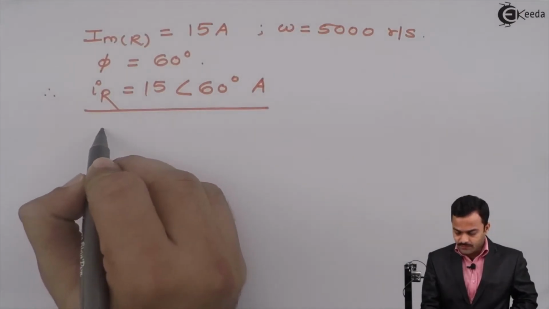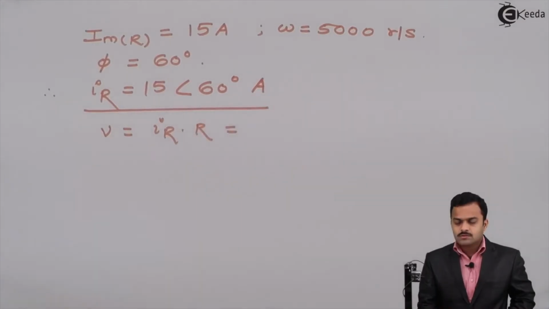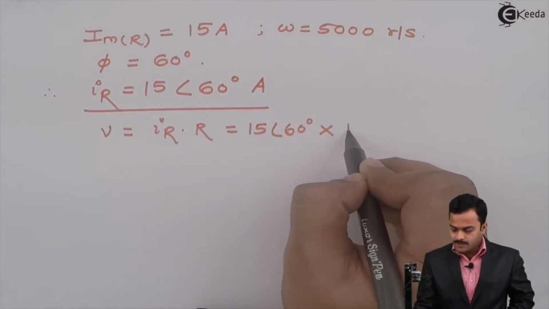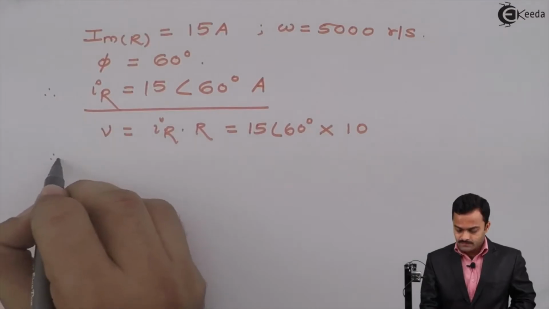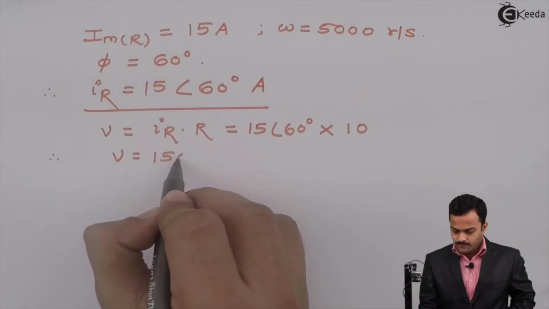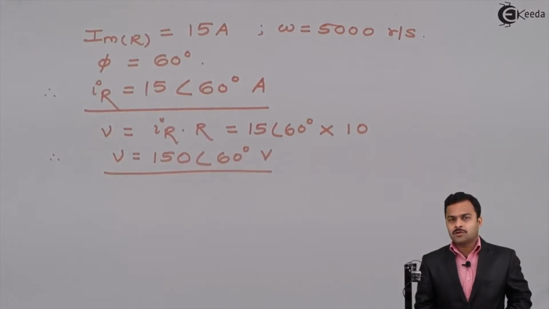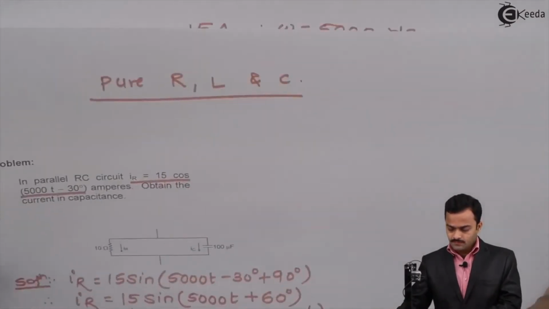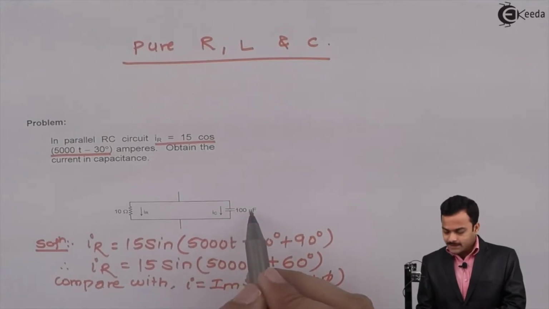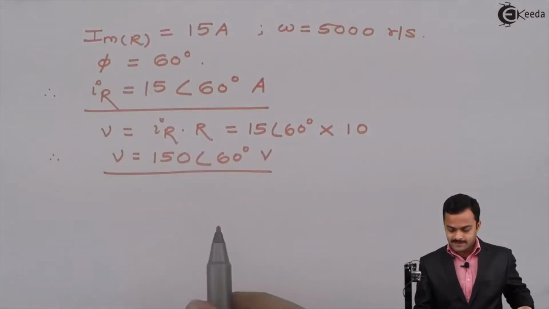So, the voltage of this circuit V equals IR into R. It is 15 at an angle 60 degrees multiplied by the resistance, which is 10. If I solve, I will get the voltage of the circuit as 150 at an angle 60 degrees volt. A very important finding, because once you know the voltage of the circuit, dividing the voltage by the capacitive reactance, I can get IC. So, let us calculate the capacitive reactance XC.